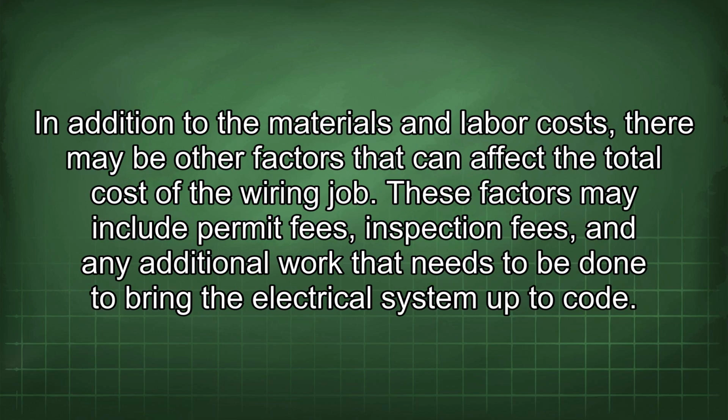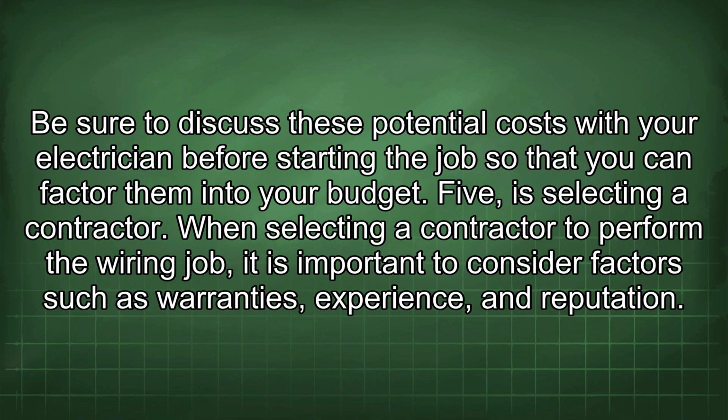4 is additional considerations. In addition to the materials and labor costs, there may be other factors that can affect the total cost of the wiring job. These factors may include permit fees, inspection fees, and any additional work that needs to be done to bring the electrical system up to code. Be sure to discuss these potential costs with your electrician before starting the job so that you can factor them into your budget.